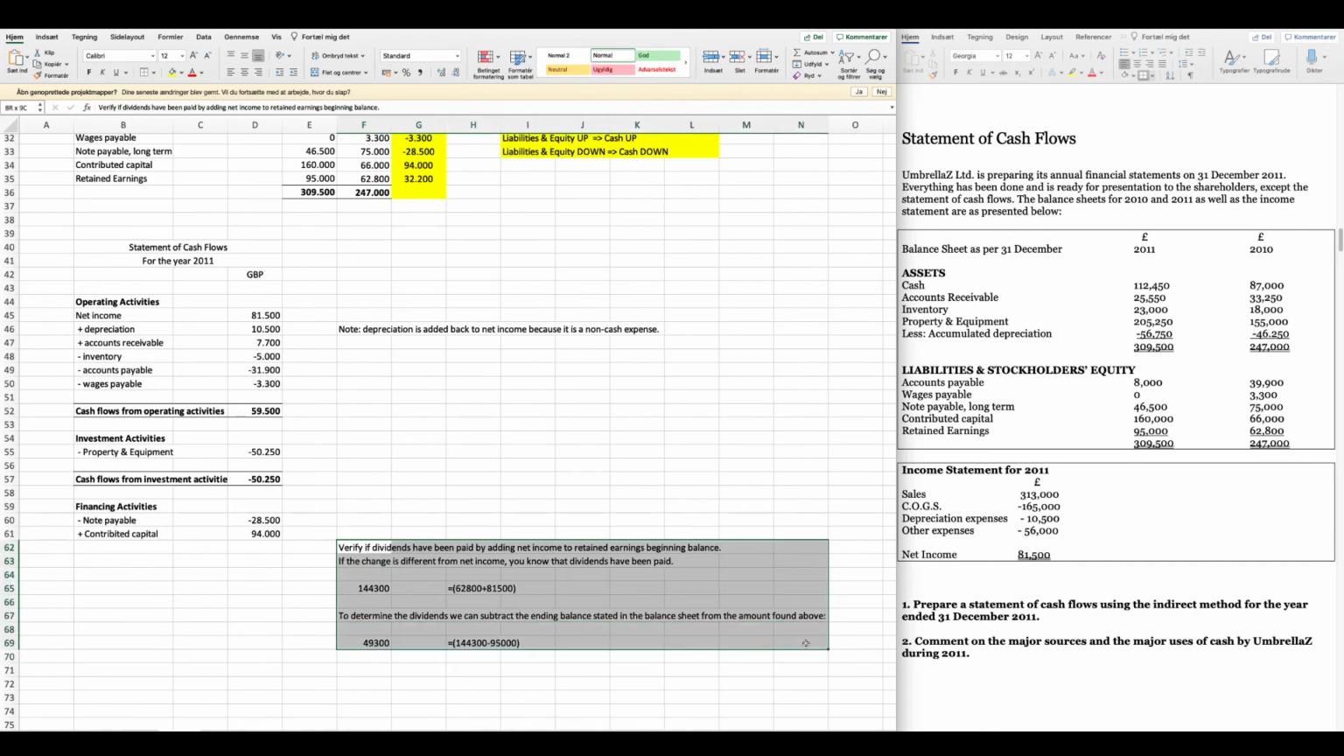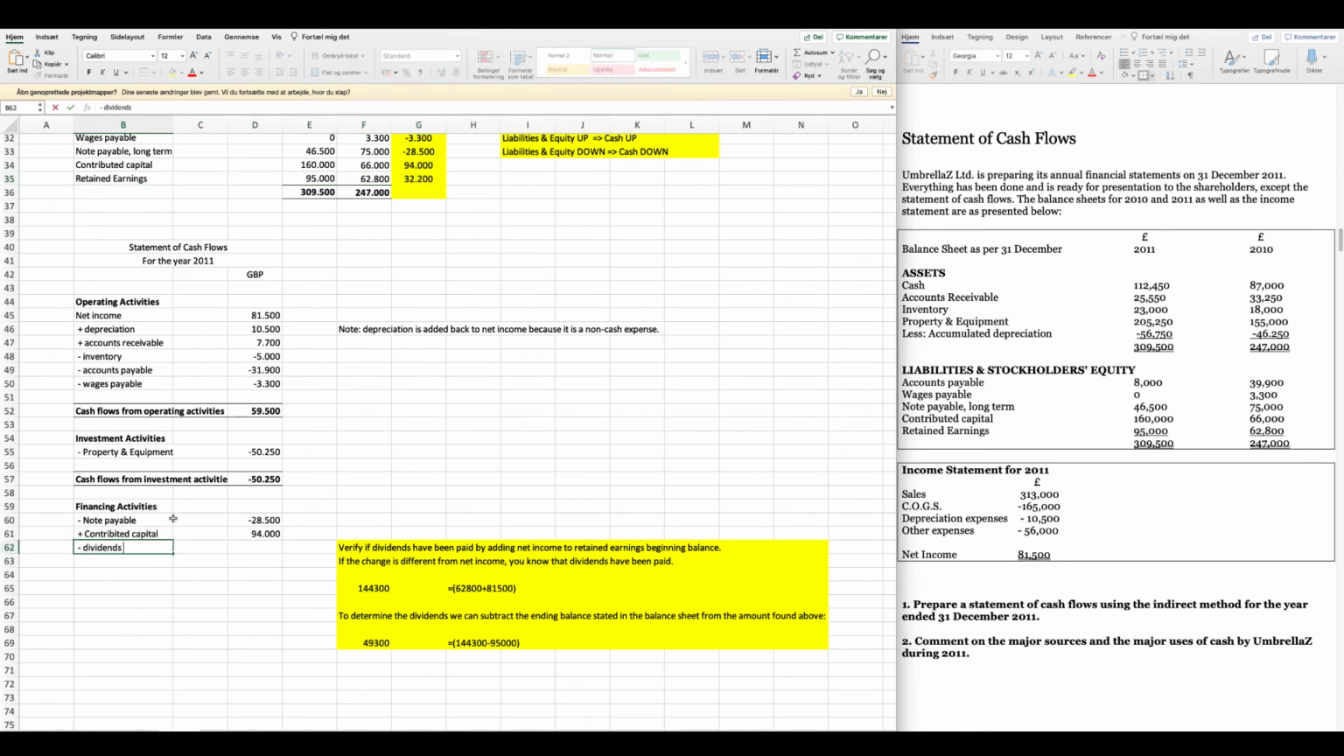This is a slight extra thing that you always have to be aware of when you do a statement of cash flows: to verify if there are any, so to speak, hidden dividends, hidden in the sense that they're not stated in the exercise, but of course they're apparent from the numbers here. So in this case, we'll want to subtract that because dividends have a negative cash effect, and the amount is 49,300.